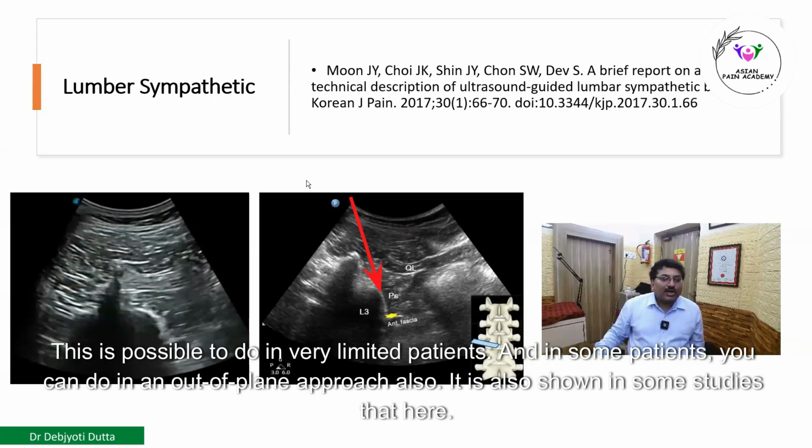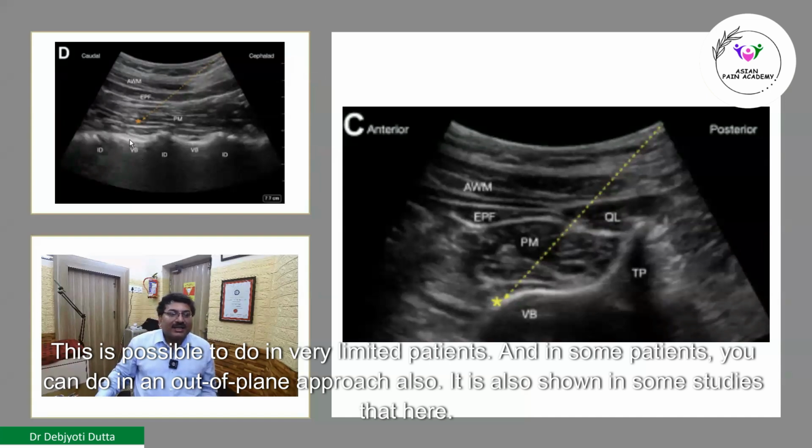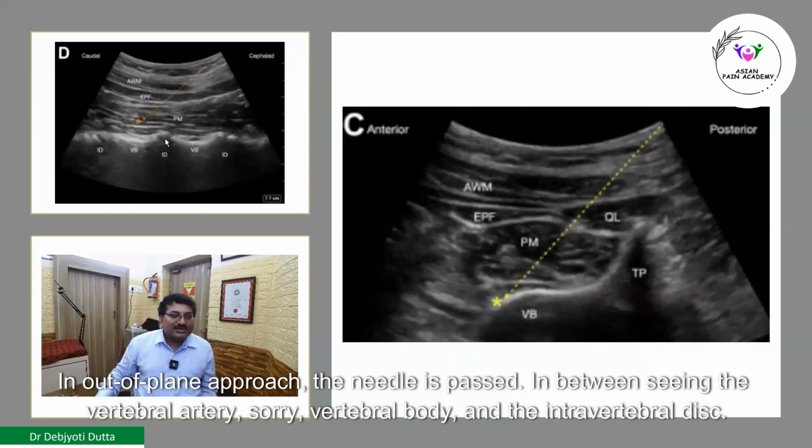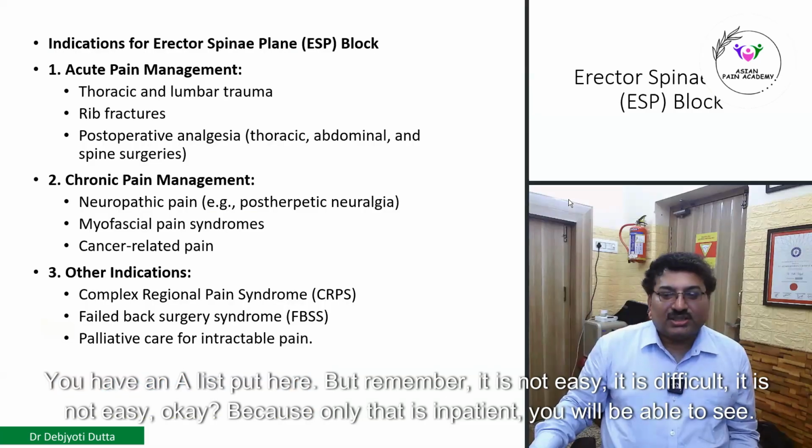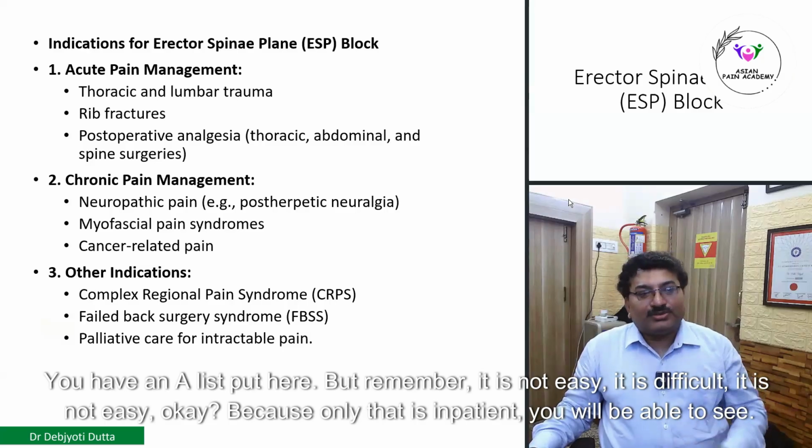It is also shown in some studies that in the out of plane approach the needle is passed in between the vertebral body and the intervertebral disc. Here the needle is put here, but remember, it is not easy, it is difficult, because only in lean and thin patients you will be able to see.